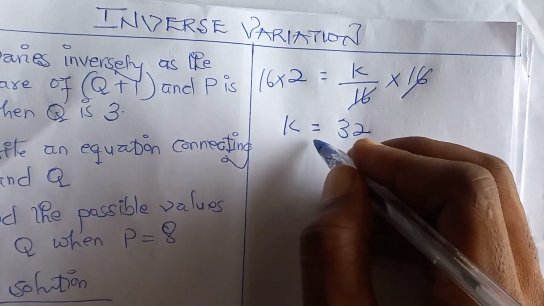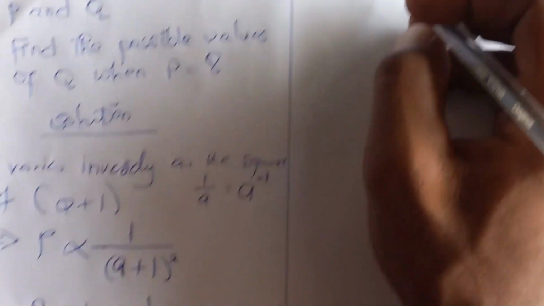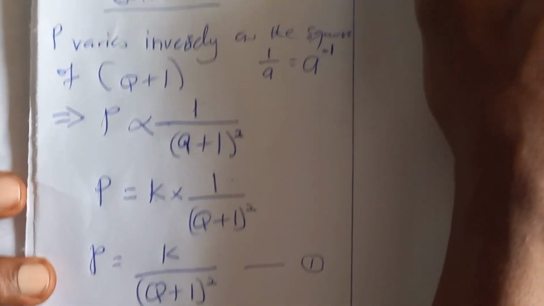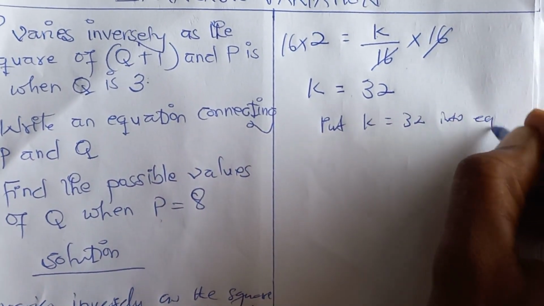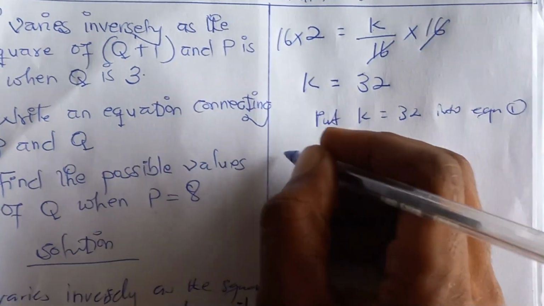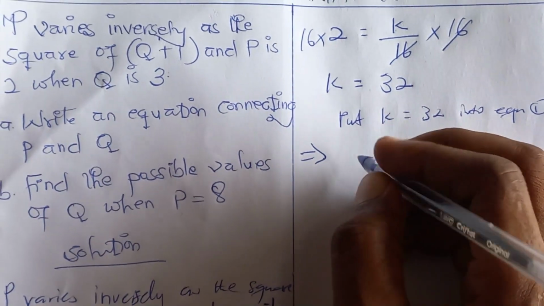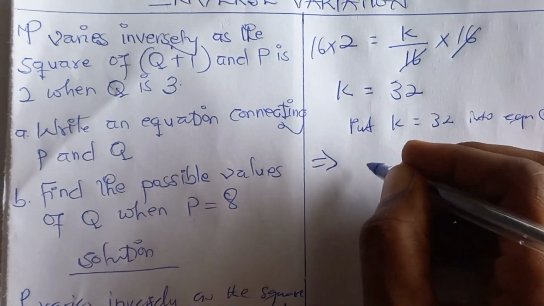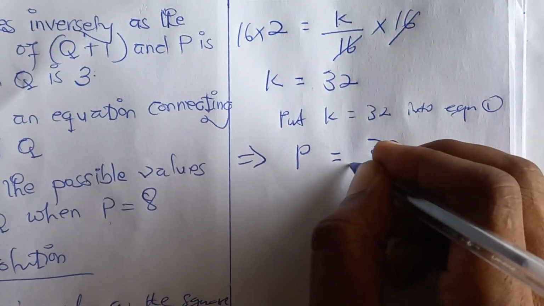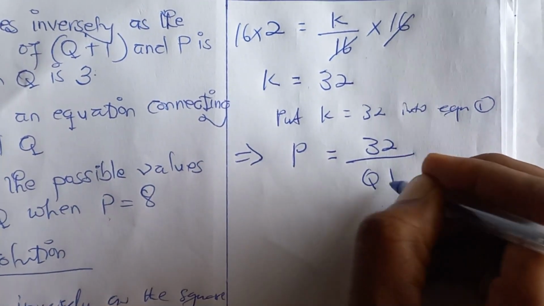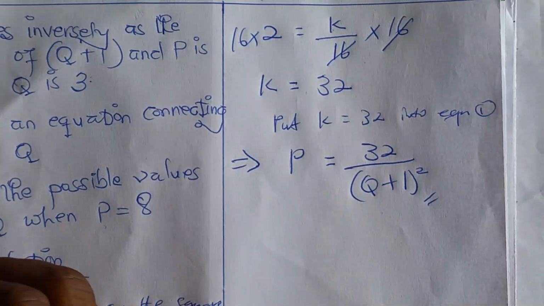So we sub back this K into the original equation, which is equation 1. Okay. So put K is equal to 32 into equation 1. So our equation connecting P and Q is going to be P is equal to 32 on Q plus 1 all squared. So this is the answer for A.